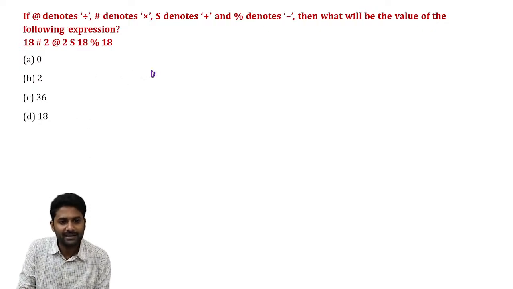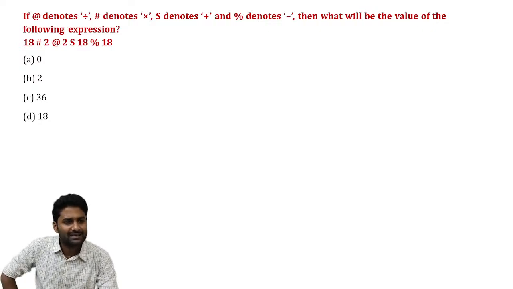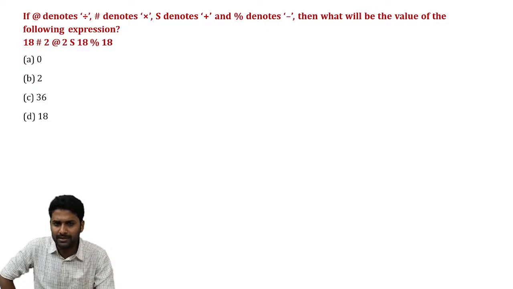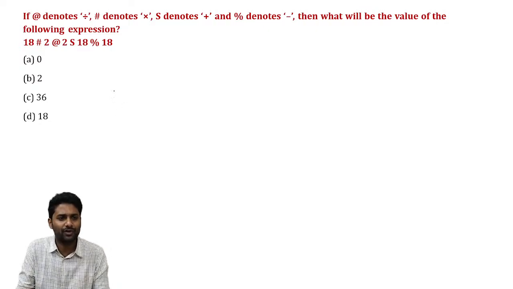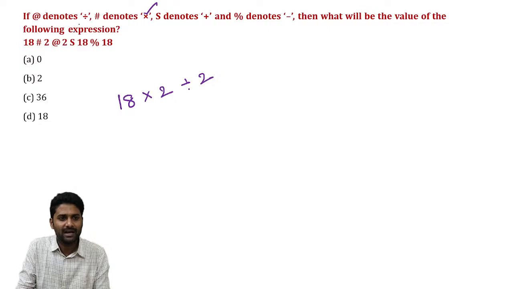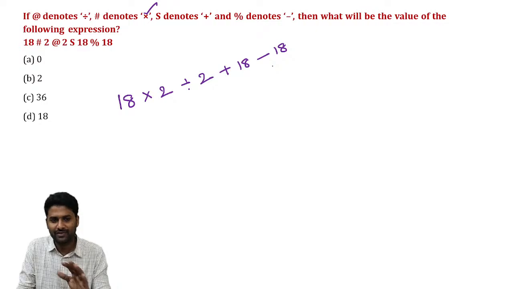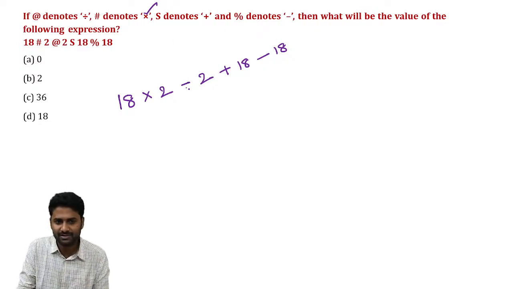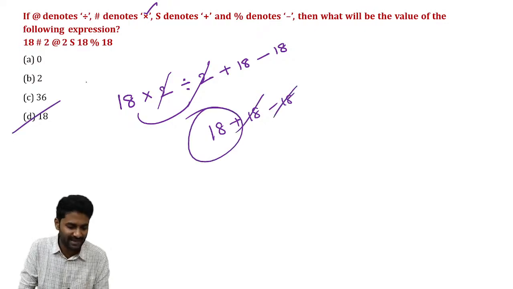Now see here, at the rate stands for division, ash denotes multiplication, S stands for plus, and percent denotes minus. Then what will be the value of the following expression? 18, ash denotes multiplication, at the rate denotes division, S stands for plus, and percent stands for minus. As you are aware, while solving any mathematical expression, you should use the BODMAS rule. So according to the BODMAS rule, just cancel it. 18 into 1 is 18. 18 plus 18 minus 18, then the final result must be 18.